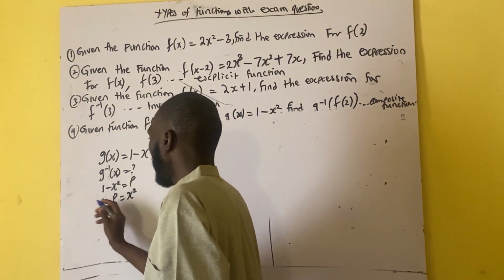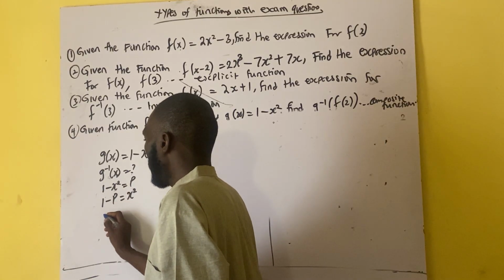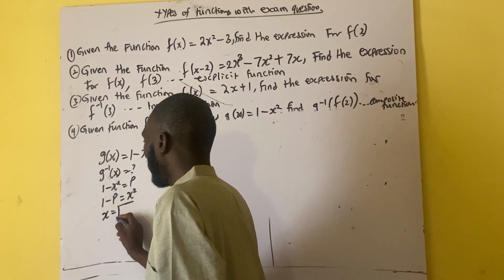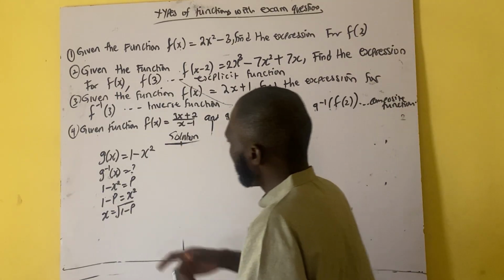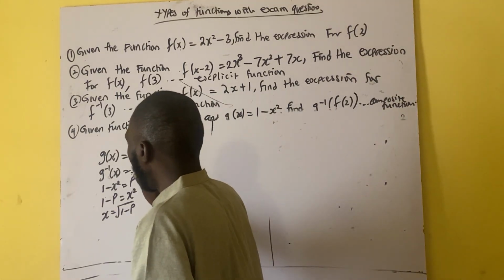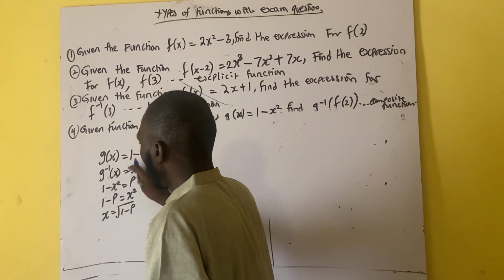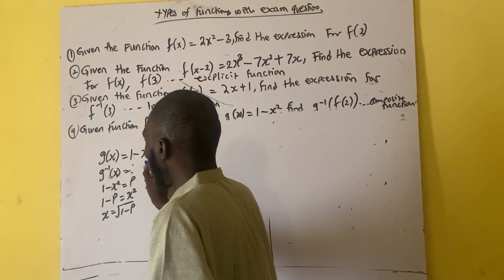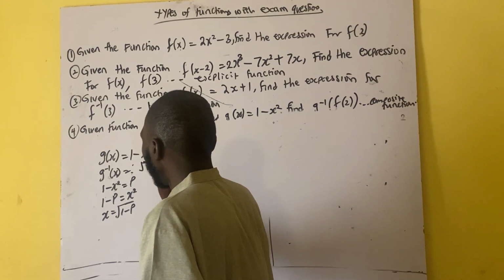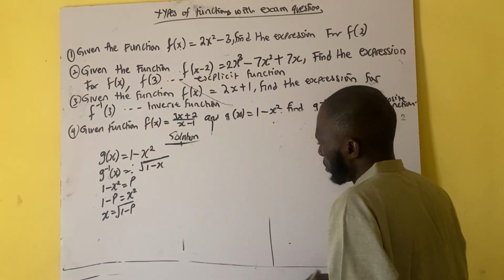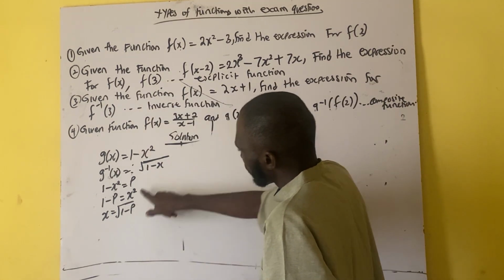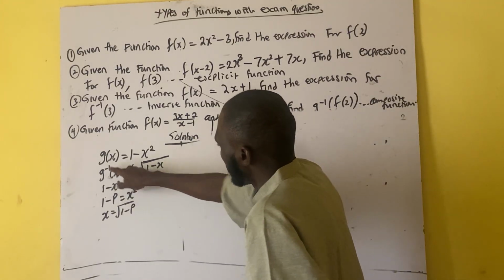So when you square both sides, we have x equal to the square root of 1 minus p. So my g inverse will now be equal to the square root of 1 minus x. This p will change back to x. So this is the g inverse.